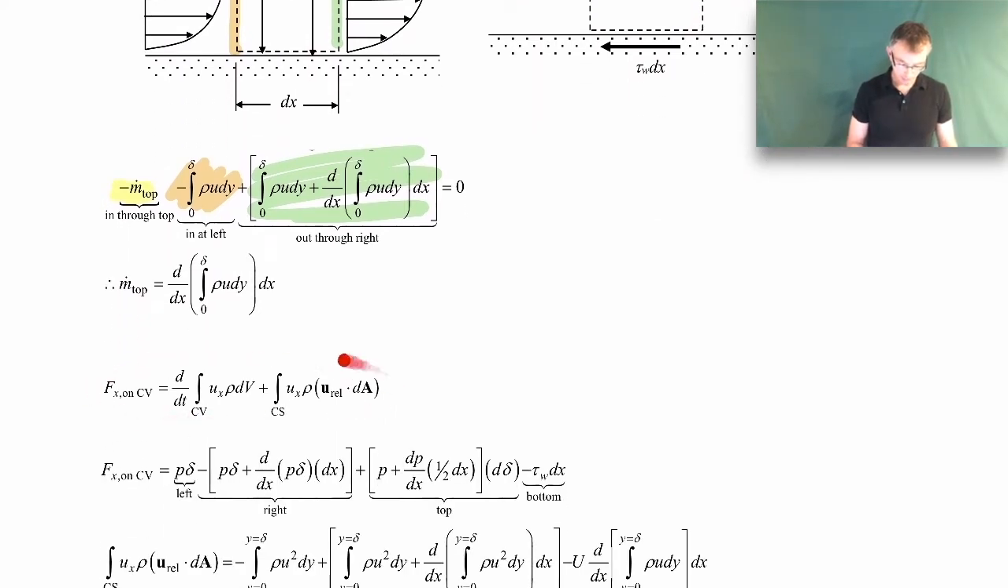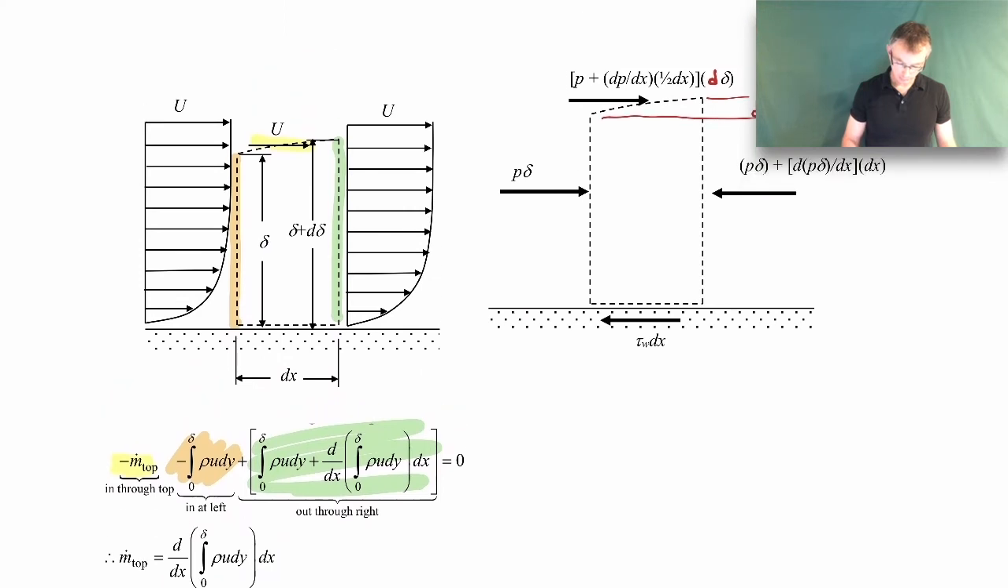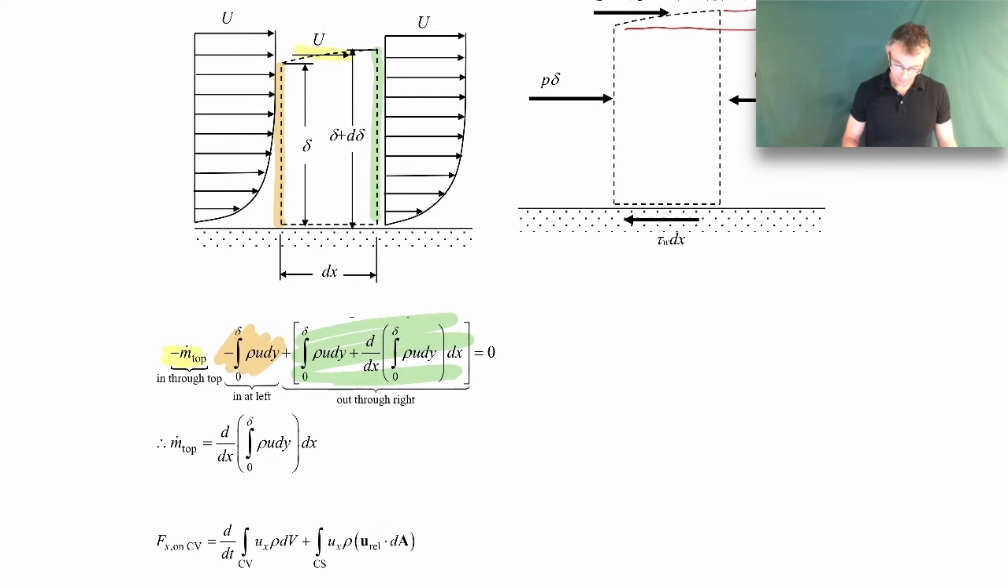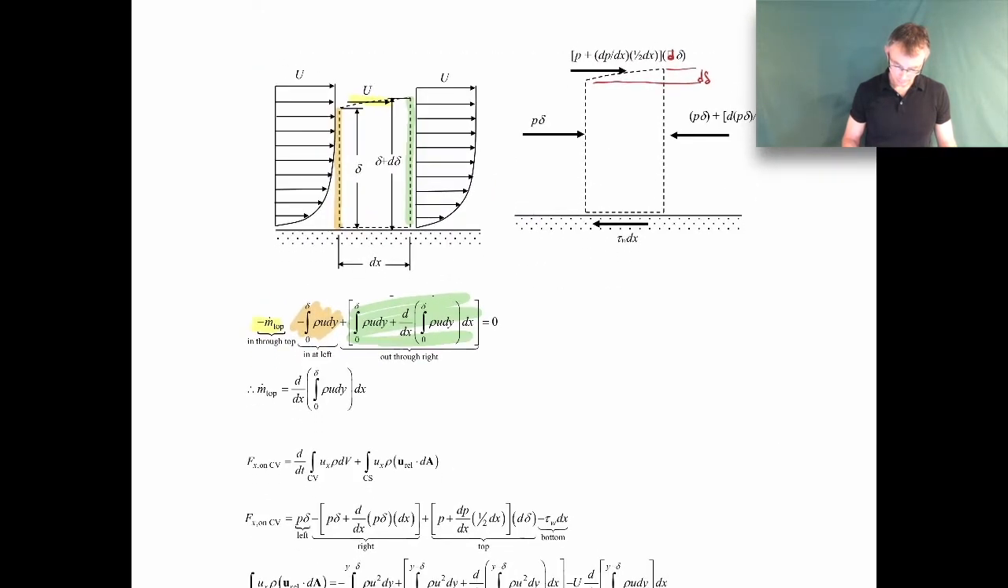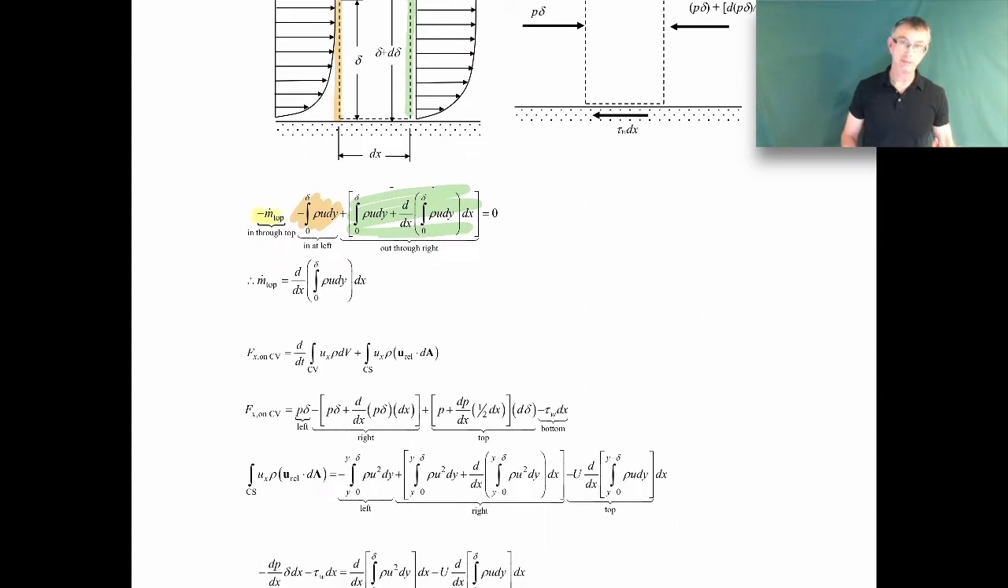That's this expression. So the forces in the x direction on the control volume will be the pressure force on the left. That's this one right over here. Then we have our, let me shrink this down, there we go. Then we have our pressure force on the right-hand side, that's this one. Then we have the pressure force on the top, that's right up here. And then we have our shear stress force on the bottom right down there. Okay, so those are the forces. There's no body force, we're assuming, in the x direction.